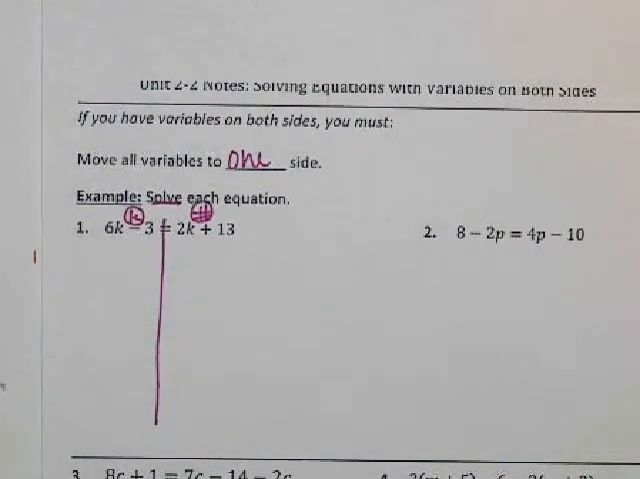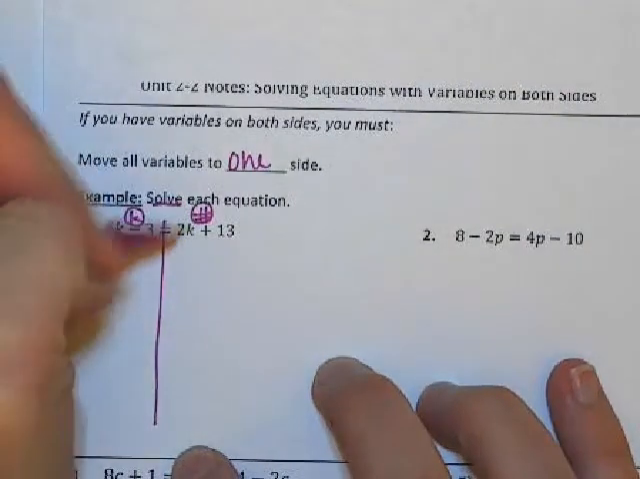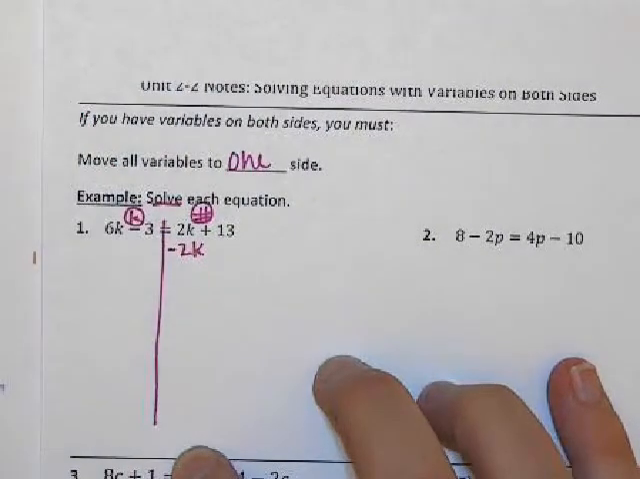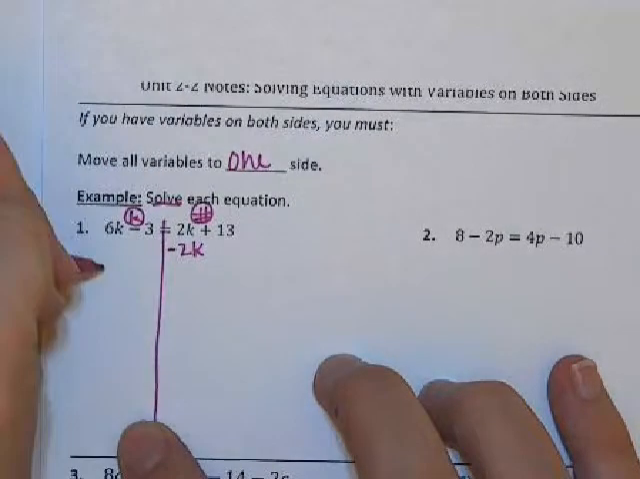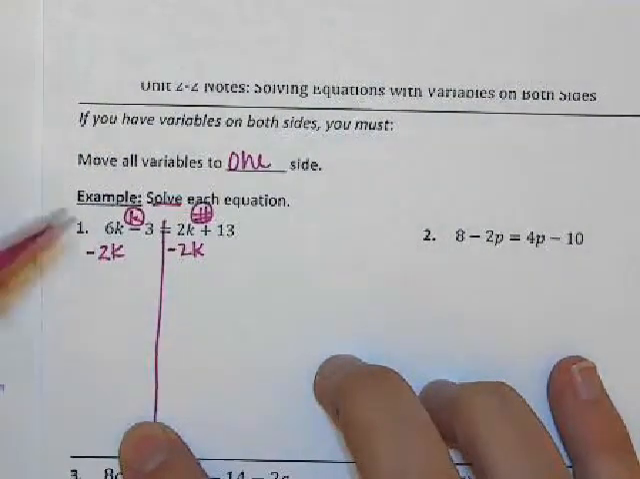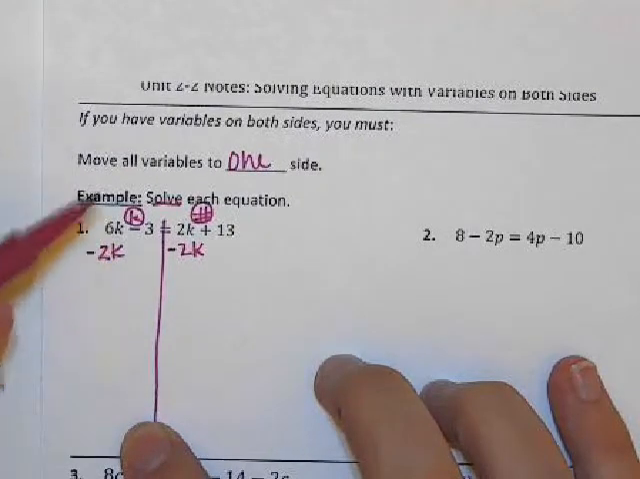How do I move 2k? You subtract it. I have to do its opposite. So minus 2k. Notice where I wrote it, right underneath. When I write it on the other side, I've got to line up the k's. So I've got to write it under the 6k, so minus 2k, because 6k and 2k are like terms, so I put it under it.